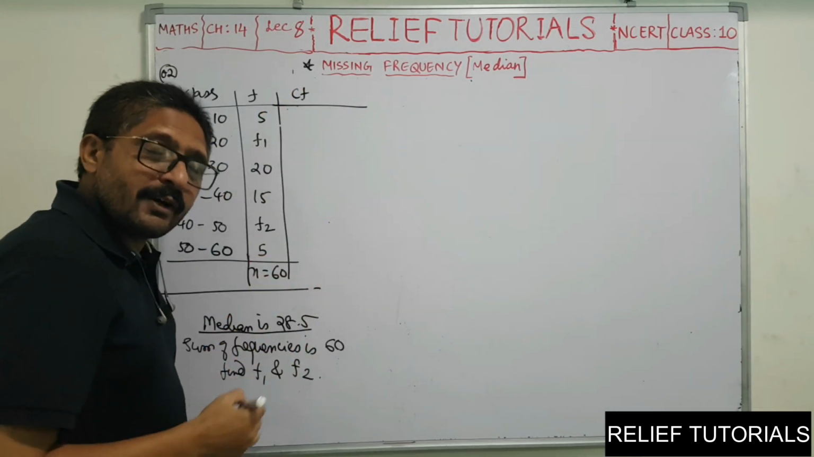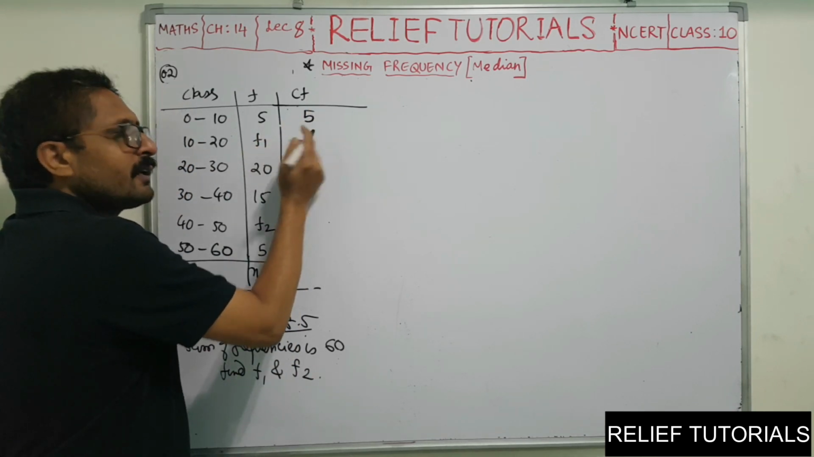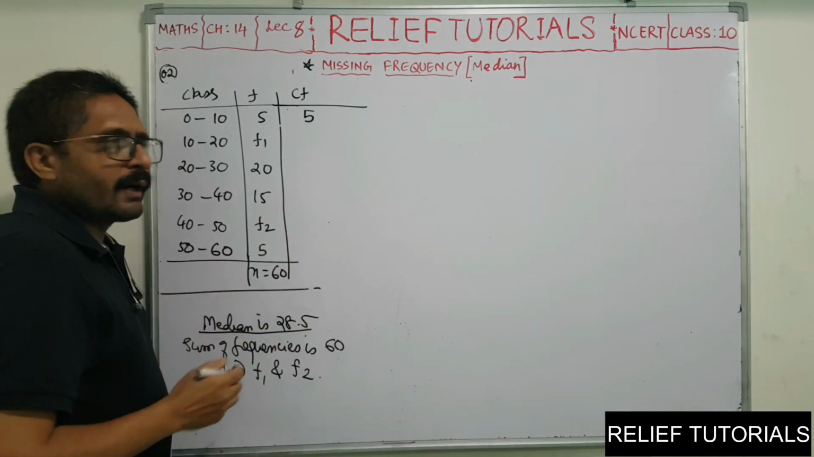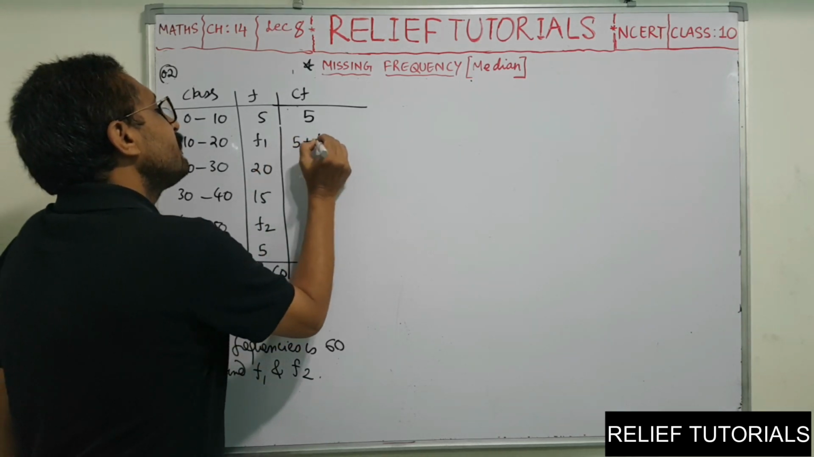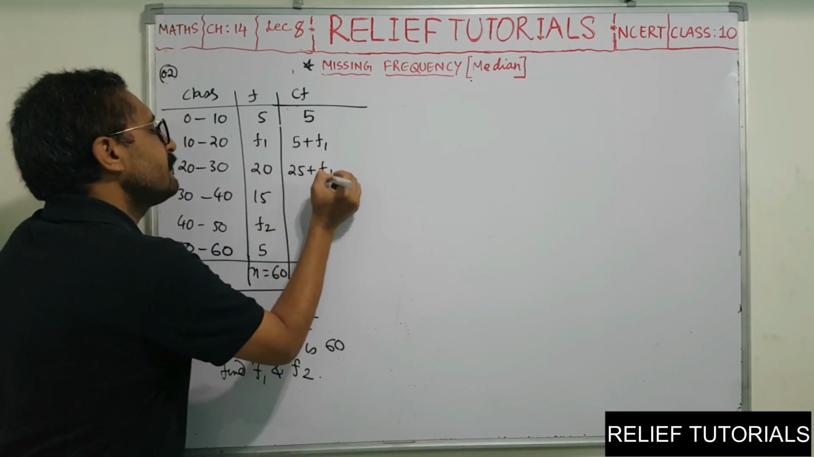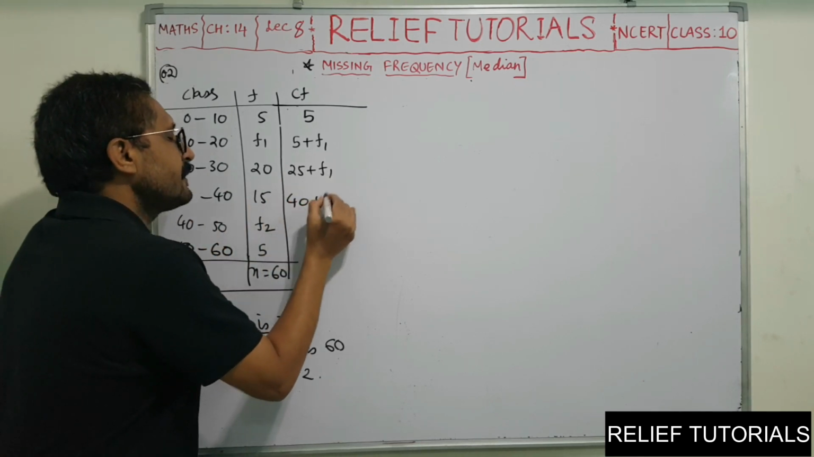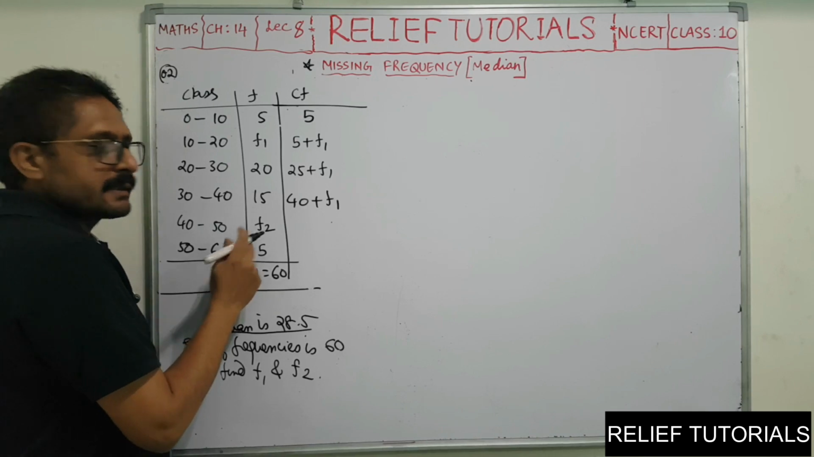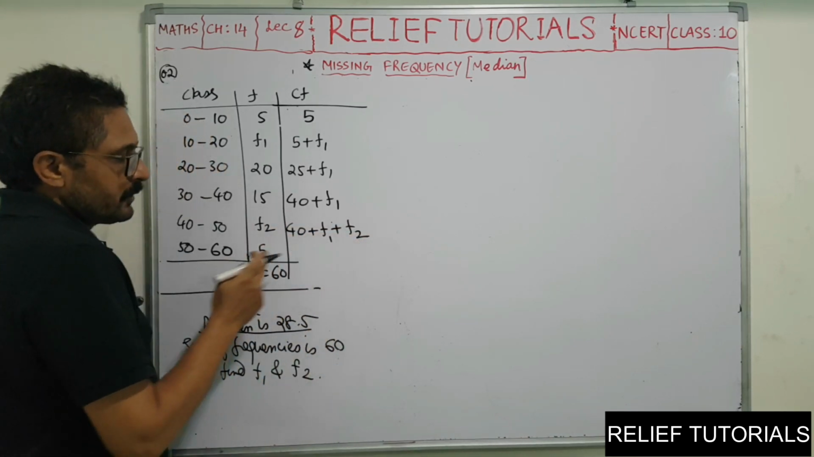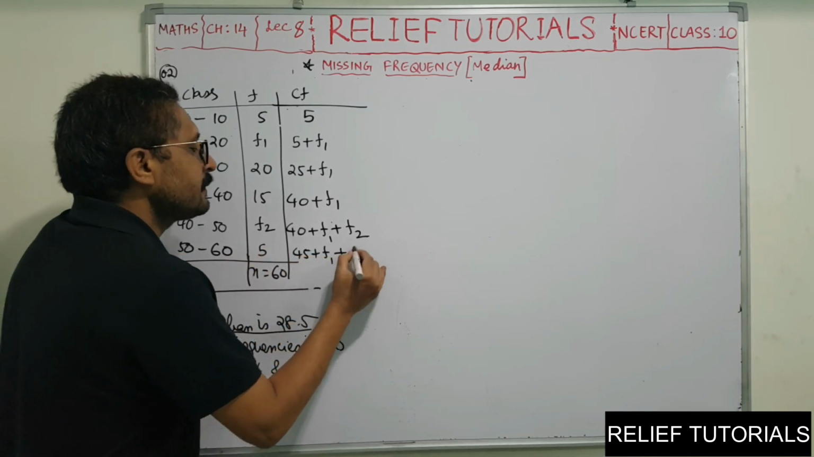Always when you find the median, the cumulative frequency is this 5, then 5 plus F1. See, I can write F1 and F2, or if you want you can write X and Y. So here 5 plus F1, 5 plus F1 plus 20, so 25 plus F1. 25 plus F1 plus 15, so 40 plus F1. 40 plus F1 plus F2. Then 40 plus F1 plus F2 plus 5, so 45 plus F1 plus F2.